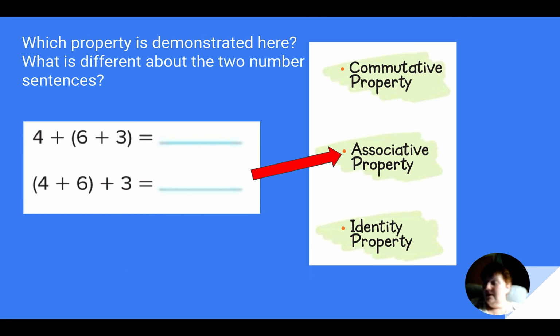And that is the end of our lesson. So I want you to go find the exit ticket for this lesson, and I will see you in class where we can talk about Please Excuse My Dear Aunt Sally.